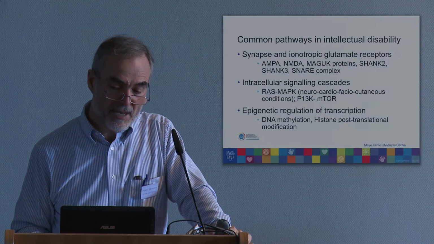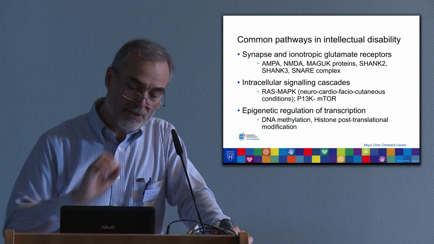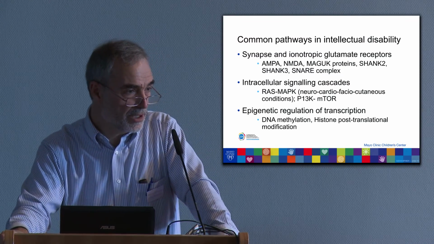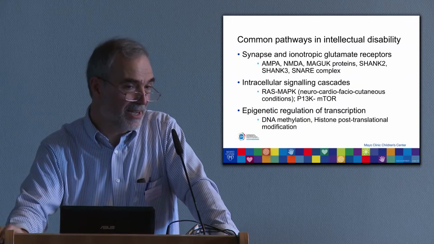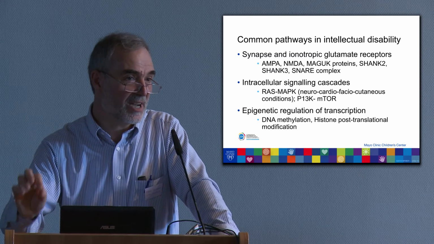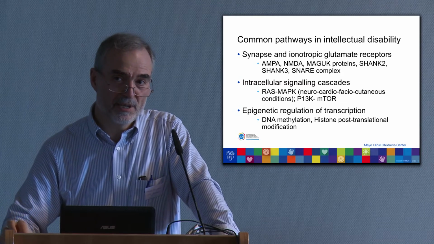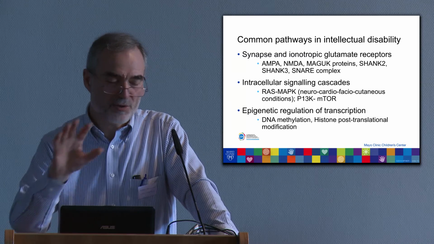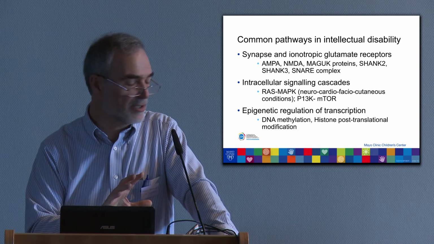Okay, having said all that, recent studies, and there's been huge progress in all of medicine, particularly in neurology, because of the genetic revolution, we can now sequence DNA and discover new genes much more readily than was the case 20 or 30 years ago. And so there are at least three common pathways we see in intellectual disability.